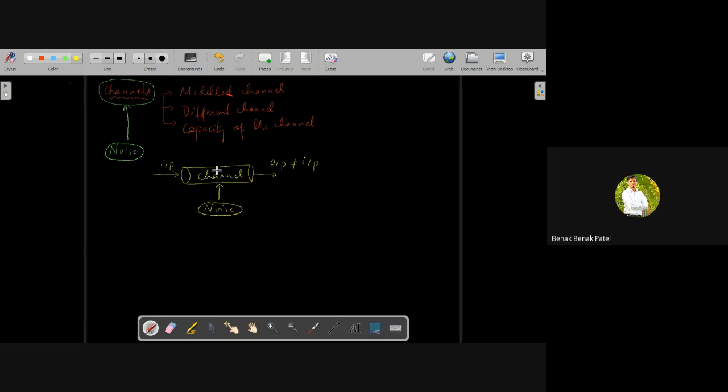So in our next module, that is module number 4, we will go through a lot of measures by which we can counter the effect of this noise, or if there is any error happening over this channel. So what we'll do is we'll employ a lot of methods called error control coding.